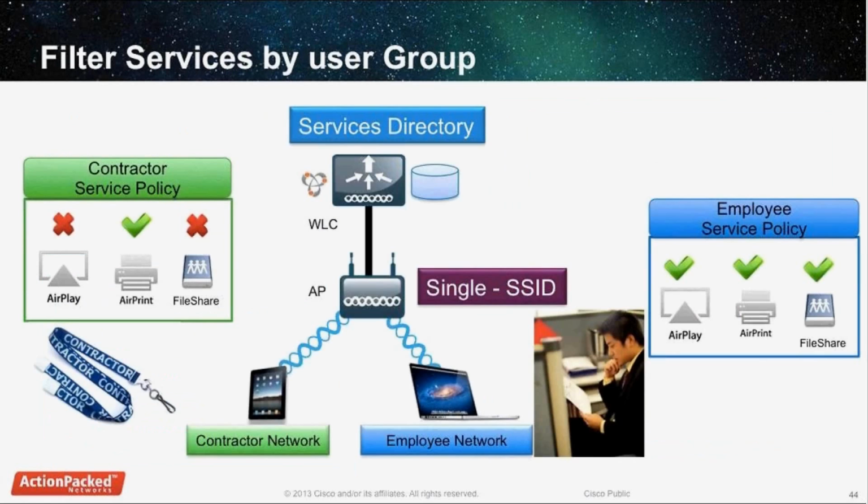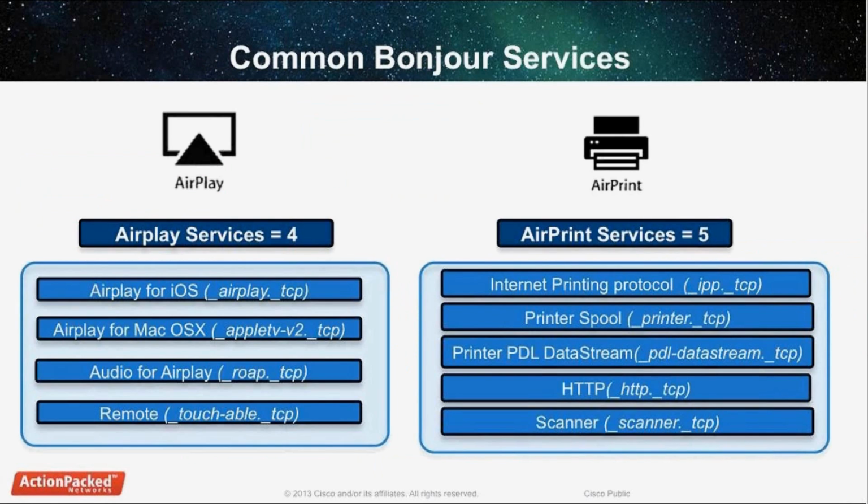In addition, we can also classify or filter the services by user group. Let's say you have a network and you have a single SSID on which the employees and the contractors associate. Now what you want to do is make sure that the contractors can just use AirPrint, but the employees can use Airplay, AirPrint, and file share. You can do that using Bonjour Gateway.